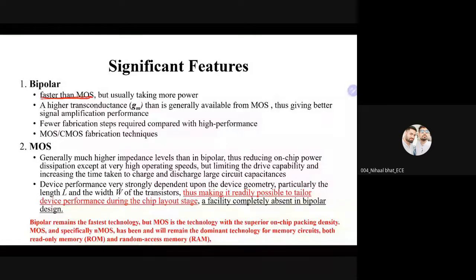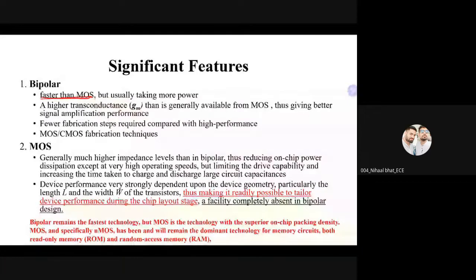Transconductance parameter will be determined in incoming lectures. So they have higher transconductance also, which is a parameter basically used in amplification. If you have a higher transconductance in a device, it means that you can have better signal amplification. So BJTs are better amplifiers as compared to MOSFETs or FETs because of the presence of higher transconductance in them. And the third point is that BJTs are quite easy to fabricate.